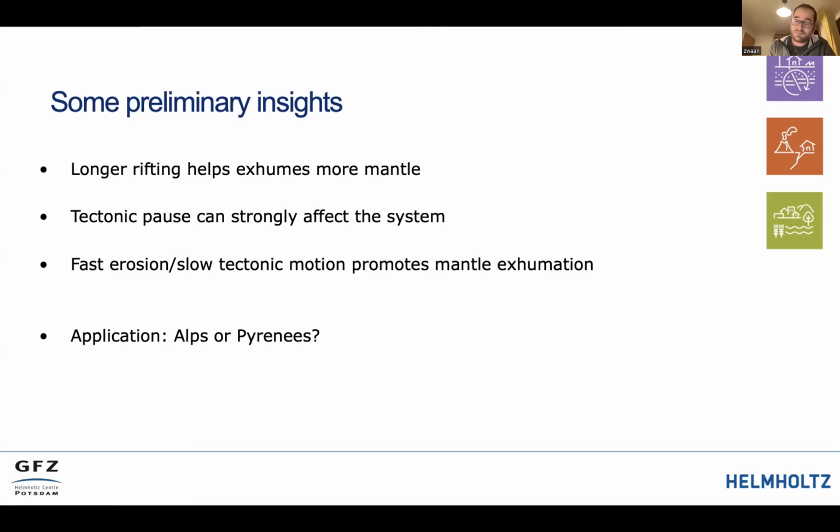And then, of course, there is the question of application. The application would be something like the Alps or Pyrenees, where you have an initial rift phase that is then being closed, but it might also be other areas around the world. But we'll have to talk about that later.